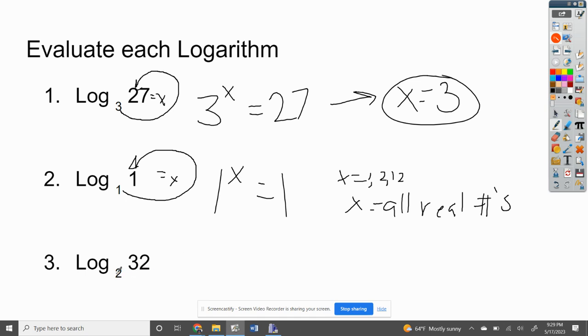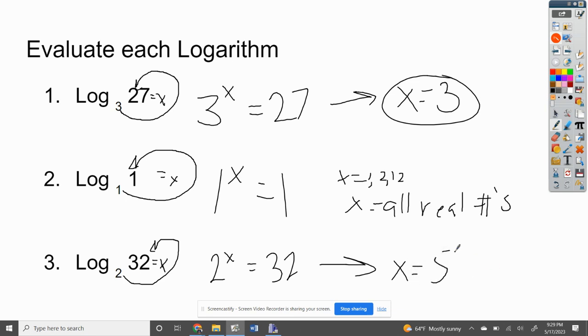All right, and then last one, 2 to what power is 32? It's like I somehow knew I was going to do that question on the previous slide. But that means 2 to the x is 32. And your answer there would be 5 because 2 to the 5th power equals 32. All right, so there's evaluating them.